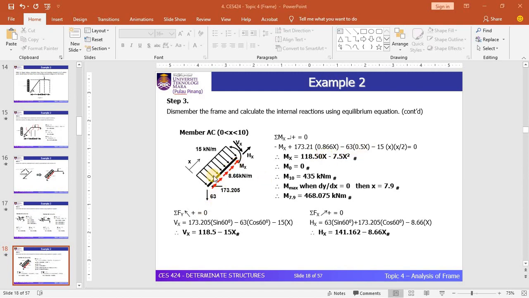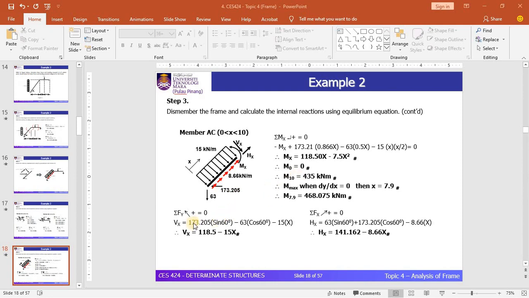When x is moved from point A to the cut section, you need to get the corresponding vertical and horizontal distance for the 63 and the 173.205 kilonewton forces. I hope that you can figure this out by yourself.